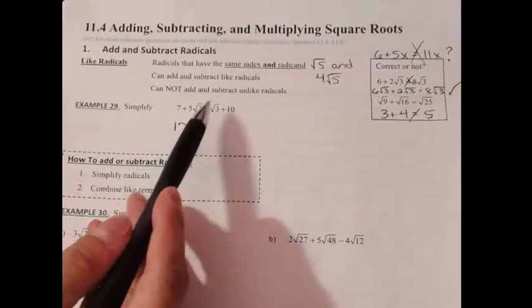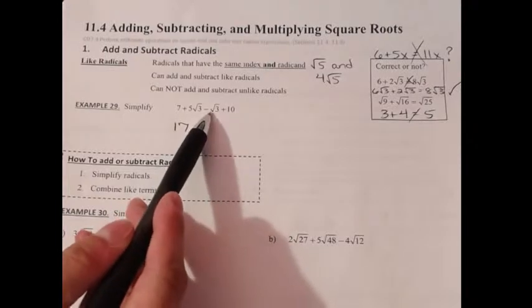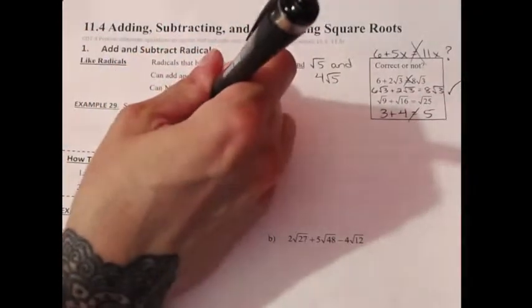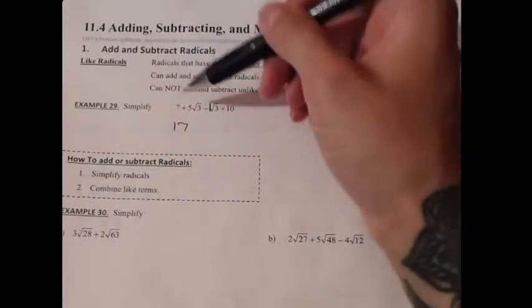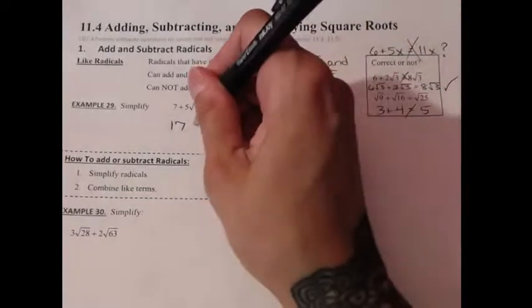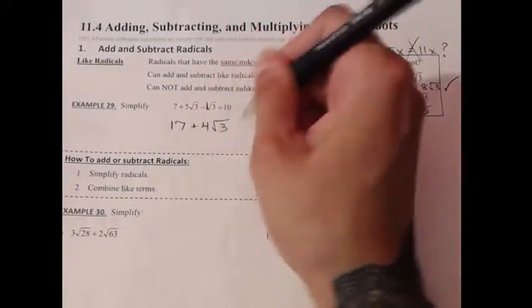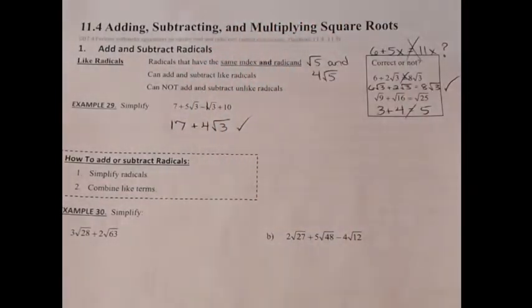5 square roots of 3 minus 1 square root of 3. Remember, there's a 1 in front. If it helps, go ahead and write 1 right in front of that square root of 3. So 5 square roots of 3 minus 1 square root of 3 is 4 square roots of 3, and that's your final answer. You actually cannot go further than that because those are not like terms.